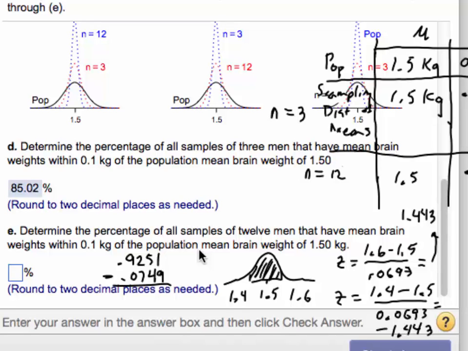Right, because look at the n equals 12 curve. We're still going to go out the same amount, 0.1 on either side. We're going to get almost all of the data now. Almost all the samples are going to have means between 1.4 and 1.6, because with n equals 12, all those means are crunched in around the mean more, right? So we won't do that one for time's sake.